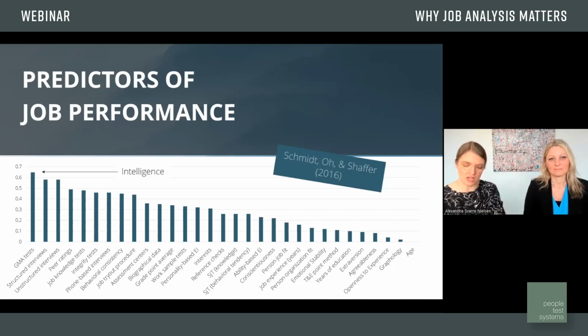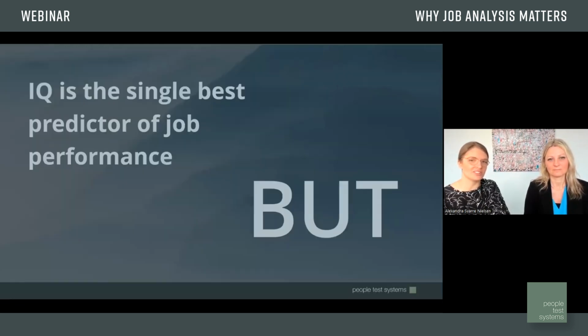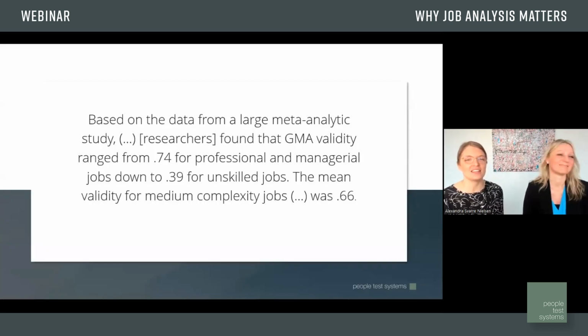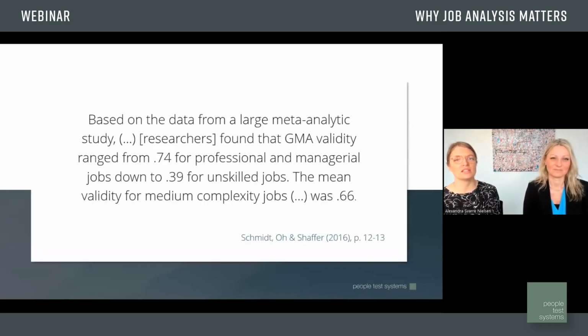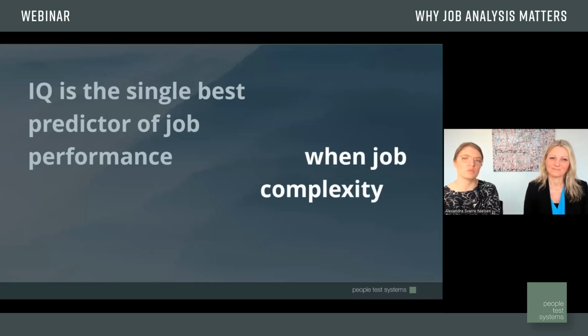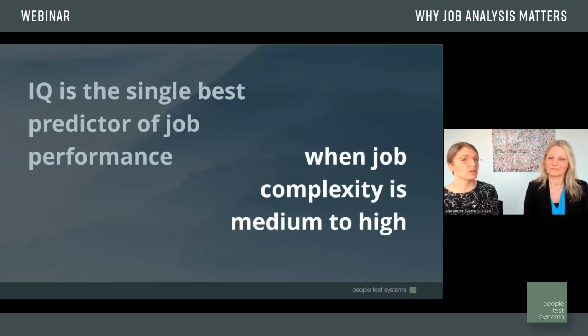But also, if you dig into the article and look at the research, then we can see, because there is a but, that this is true, but there's a bit of a range in the correlation, whether we are talking about highly complex jobs, or as they say here, professional and managerial jobs compared to unskilled jobs. So instead of just saying overall that IQ is the single best predictor, maybe we should say that IQ is the best predictor when job complexity is medium to high.